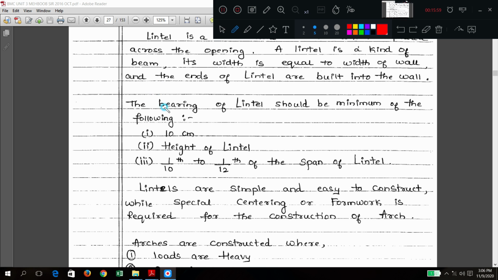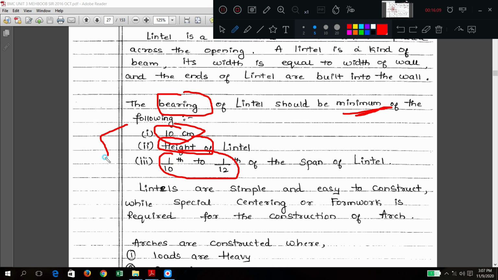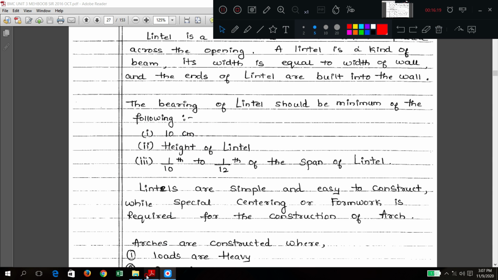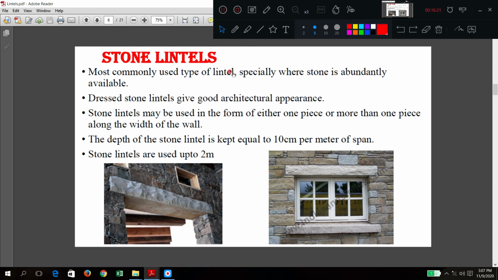So we have explained the term bearing, no? The bearing should be minimum 10 centimeter, or the height of the lintel, or 1/10 or 1/12 of the span. It should not be less than any of these. So at least you should provide 10 centimeter. Just now I have told. I will again explain in the diagram itself so that it will be clear.